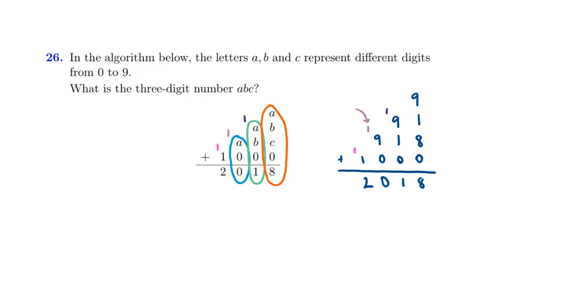So we found our values of A, B, and C, and then the question was, what is the three-digit number? A is 9, B is 1, and C is 8. So our three-digit number is 918.